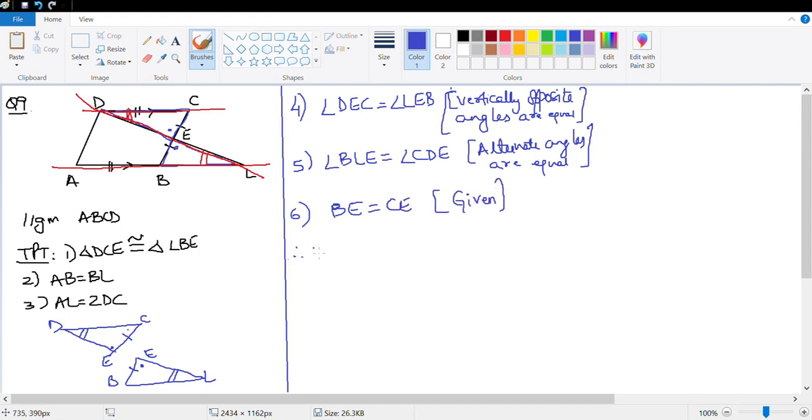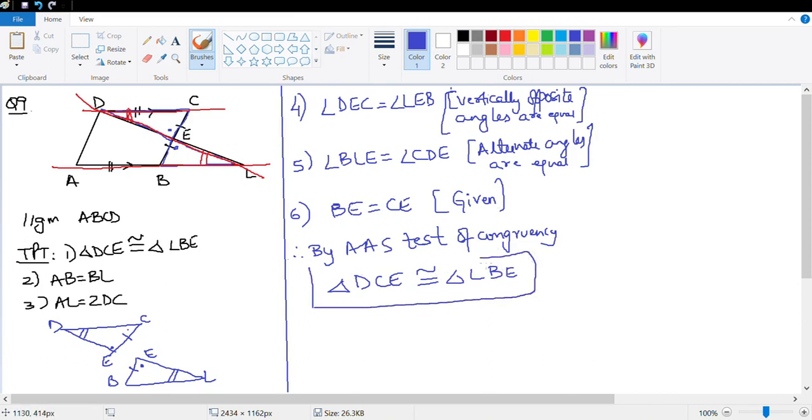Therefore, by AAS test of congruency, triangle DCE is congruent to D corresponds to L, C corresponds to B and E corresponds to E. So triangle DCE is congruent to triangle LBE. This is the first thing that they wanted me to prove. Done. This is my number 7.